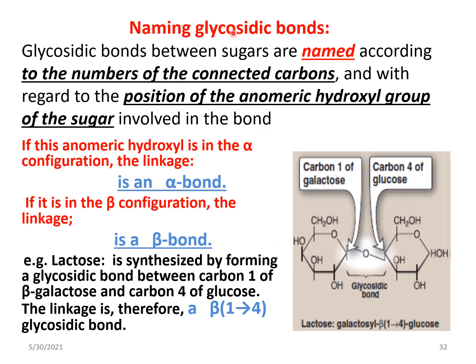Now we come to the naming of the glycosidic bonds. These bonds linking sugars are named according to the number of the connected carbon atoms and to the orientation of the anomeric hydroxyl group of the sugar involved in the bond. If the anomeric hydroxyl group is in the alpha configuration, then the linkage is an alpha bond, while if it is in the beta configuration, the linkage is a beta bond.